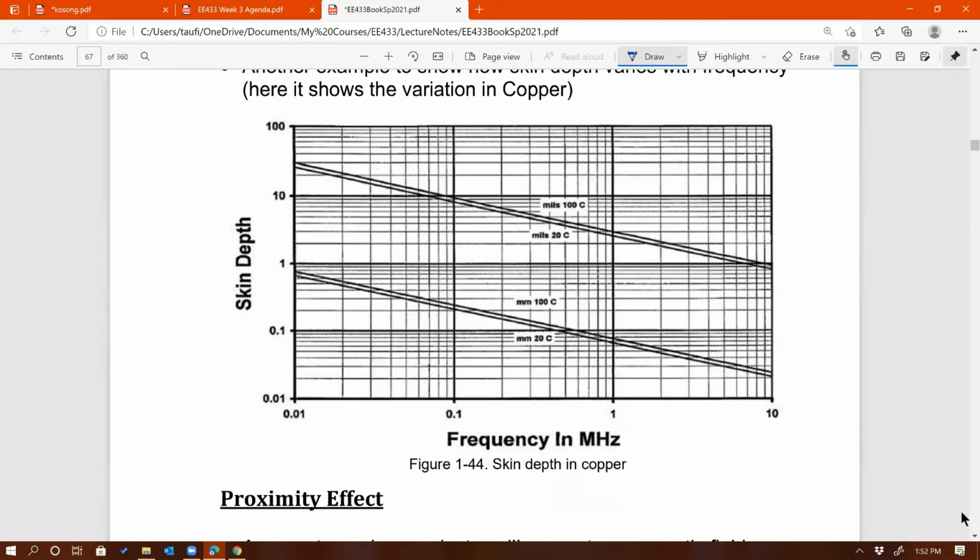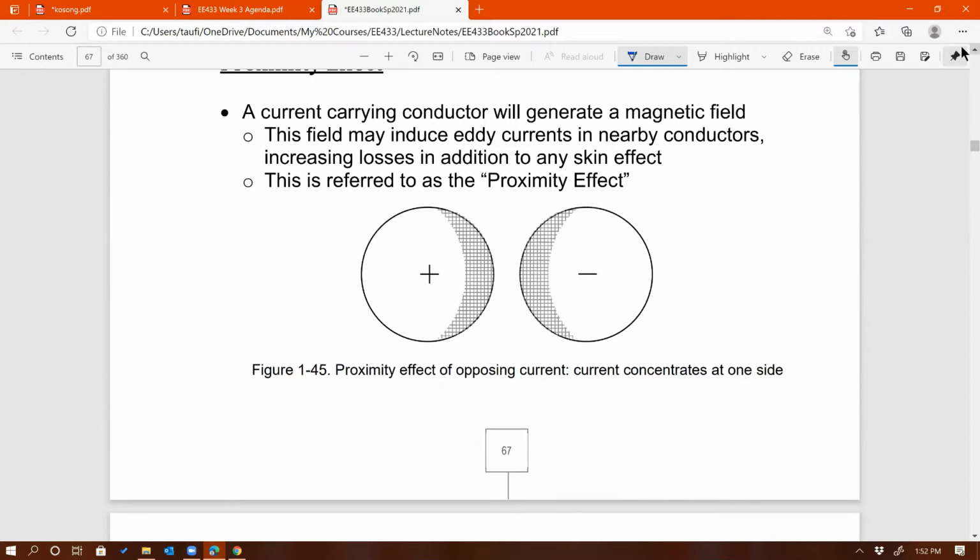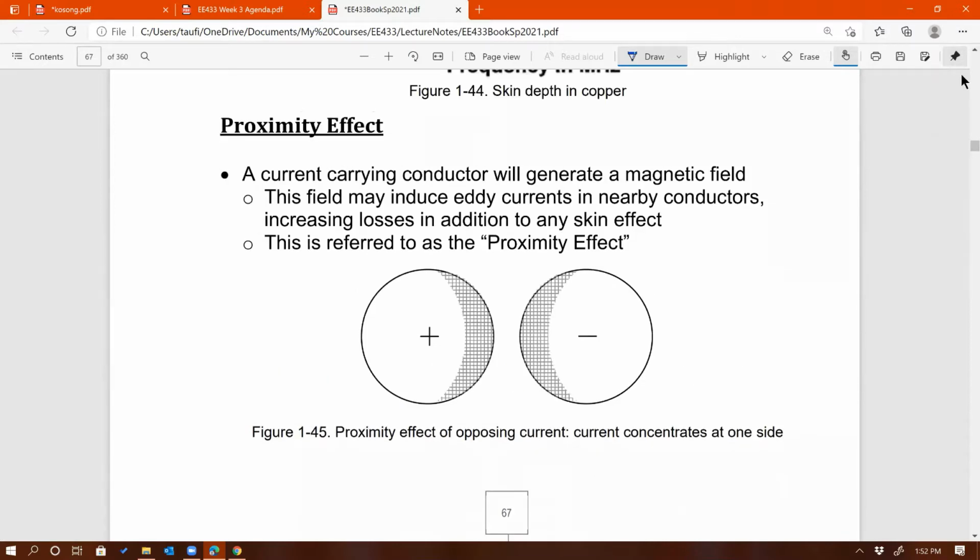Okay. Let's talk about the other effect. In addition to skin effect, we also have this proximity effect. I think this is something that's new for you all to learn. I think everybody's familiar with skin effect from electromagnetic class, maybe 335. But there's another effect that's impacting the resistance of a wire. That's called proximity effect.